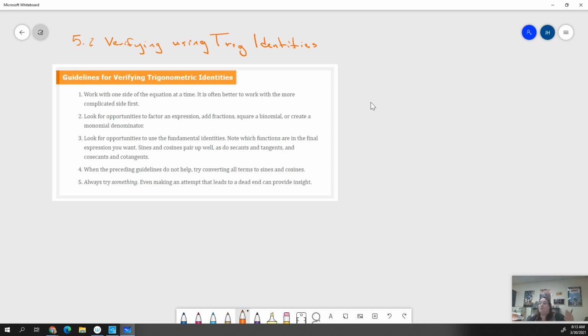Number 5 is the most important one. Always try something, even making an attempt that leads to a dead end can provide insight. If you get it wrong, you know, okay, well, it's not that one. Let's try another identity that might get us there, right? It's a trial and error thing. It is a puzzle, and sometimes you will get it wrong before you get it right. And I know that that is a struggle for a lot of you. A lot of you have a hard time with getting things wrong, and it frustrates you. But more often than not, it's the step you have to take to getting it right.